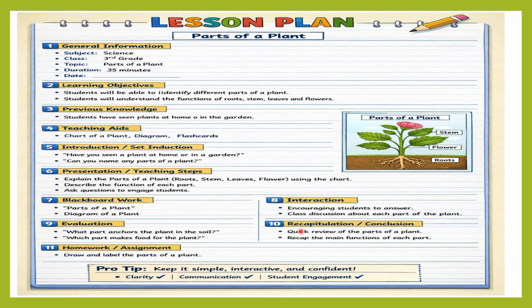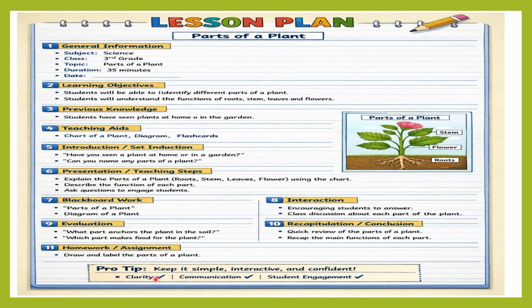After that, she gives homework, a simple homework, easy homework, engaging homework, interesting homework, where the children enjoy and they learn something out of it. So that is: draw and label the parts of the plant.